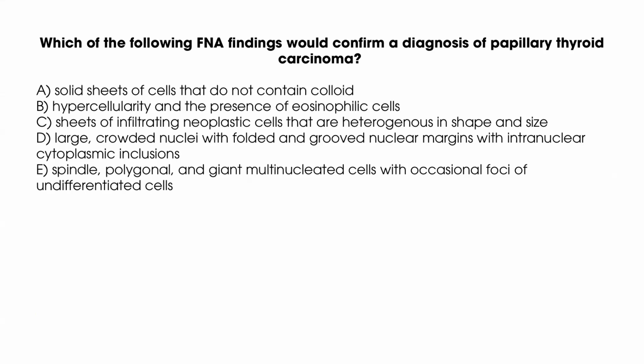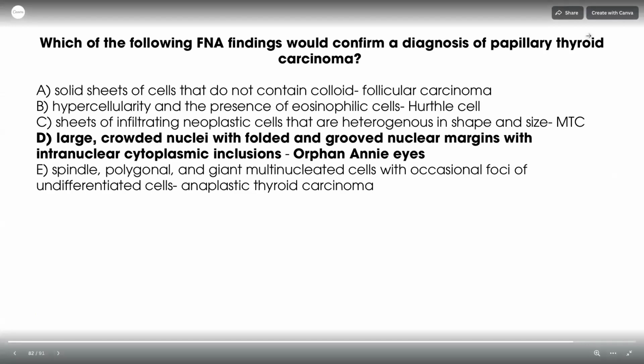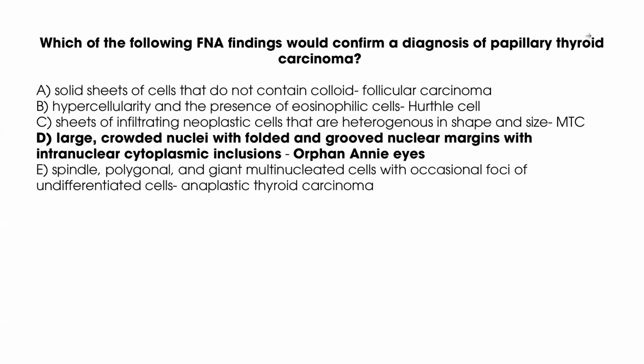Yeah. So D is describing those Orphan Annie eyes. So the solid sheets that don't contain colloid is what you can see in follicular carcinoma. Hypercellularity and eosinophilic cells is Hurthle cell. Medullary thyroid carcinoma, you'll see the infiltrating neoplastic cells that are heterogeneous, and then your spindle and giant multinucleated cells are anaplastic.